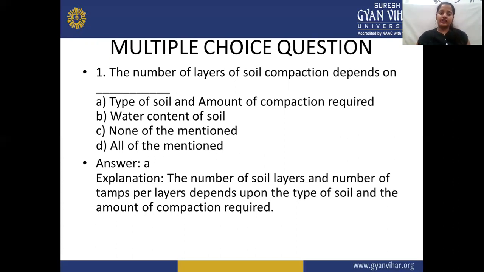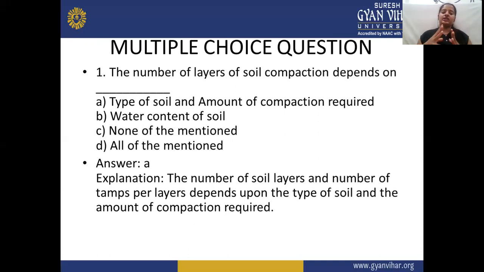The number of layers of soil compaction depends on: first, the type of soil and the amount of compaction required; second, the soil content or the water content of the soil; third, none of the mentioned; fourth, all of the mentioned. So the answer is A: type of soil and amount of compaction required.